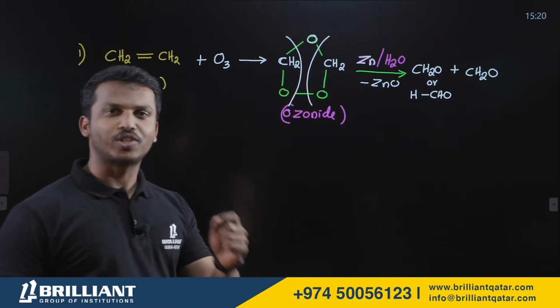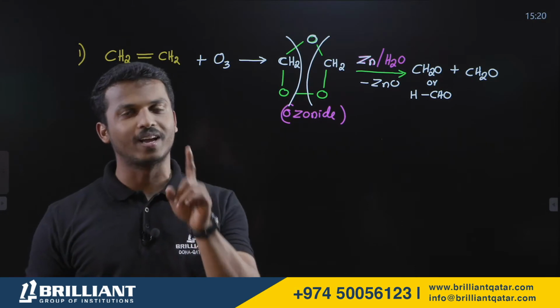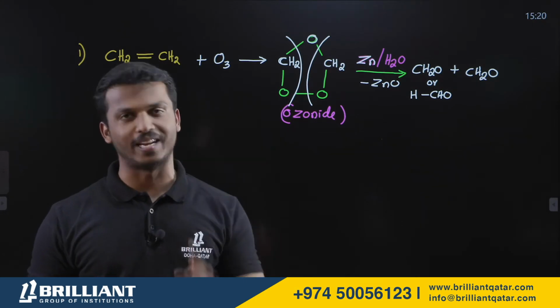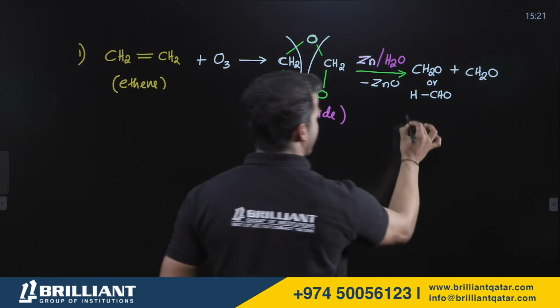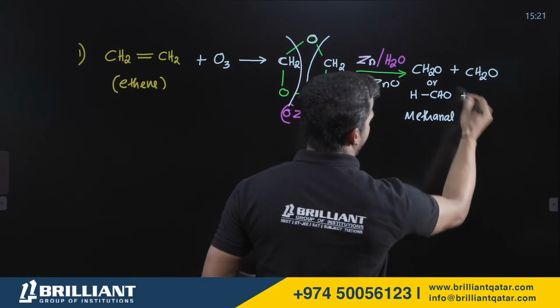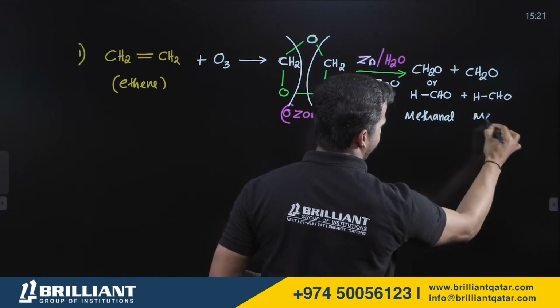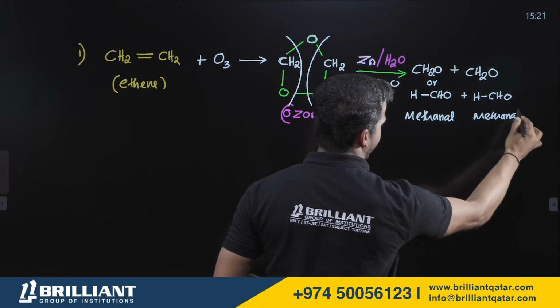HCHO. CH2O compound is nothing but HCHO. That is a one carbon containing aldehyde. That is methanol. So HCHO, what is it called? Methanol. Plus, what do you have on the right side? The same thing, HCHO. That is also methanol. One carbon containing aldehyde.